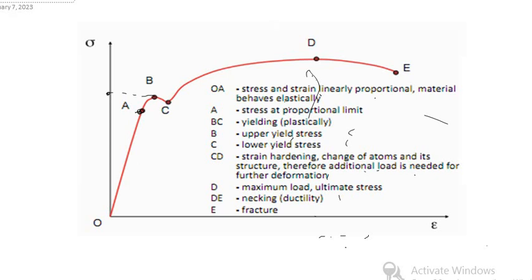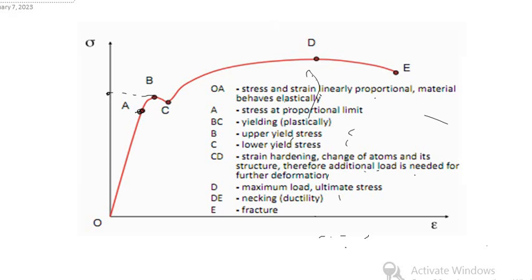So after this test, the diagram is successfully plotted. As we can see in this diagram, after we find the corresponding stress and strain, we plot the graph. From point O to point A is a straight line. So what do we notice by this? This is just a linear relationship, and point A is what we call the proportionality limit, because the stress is proportional to strain up to this point.